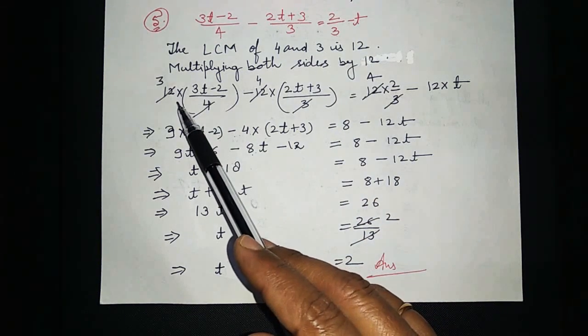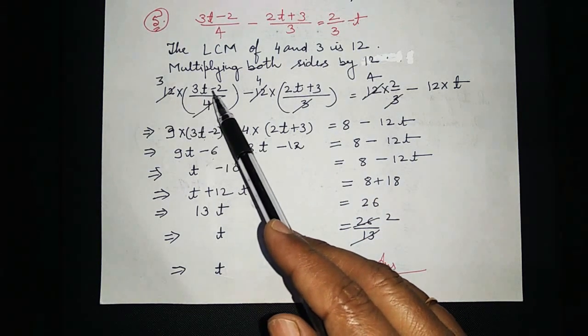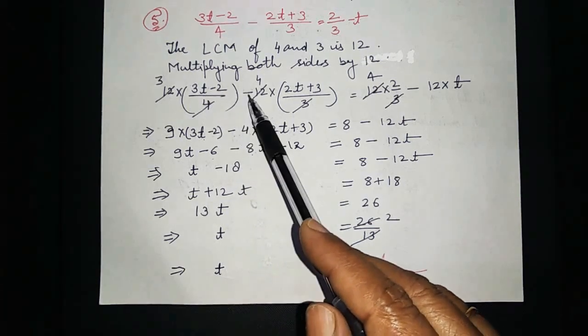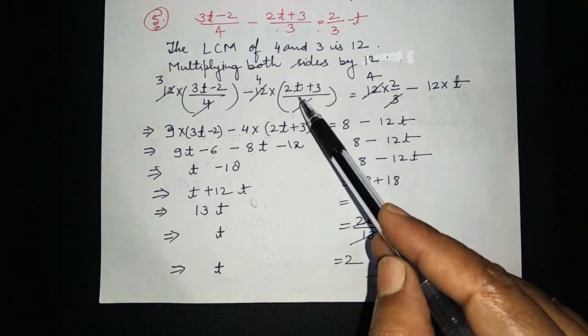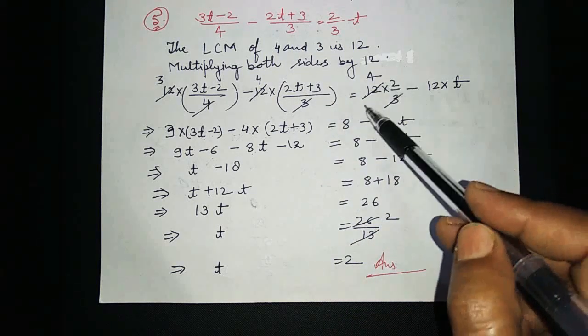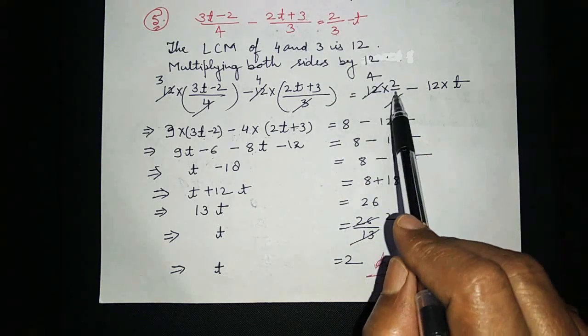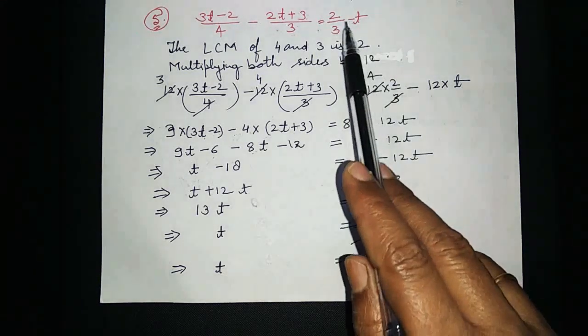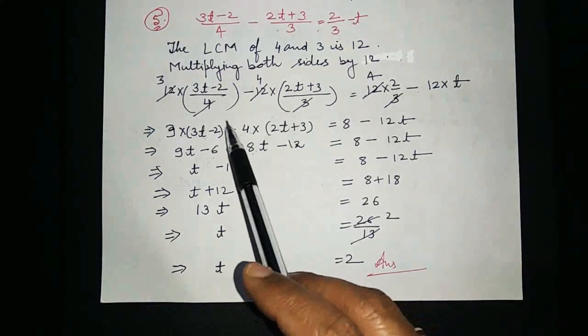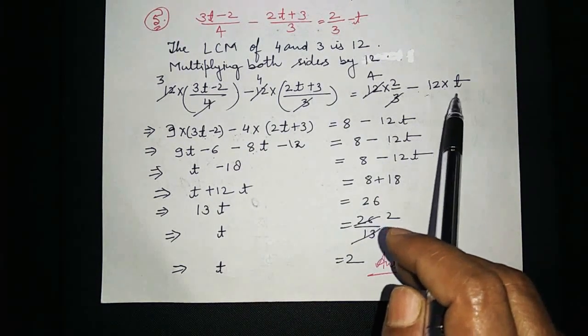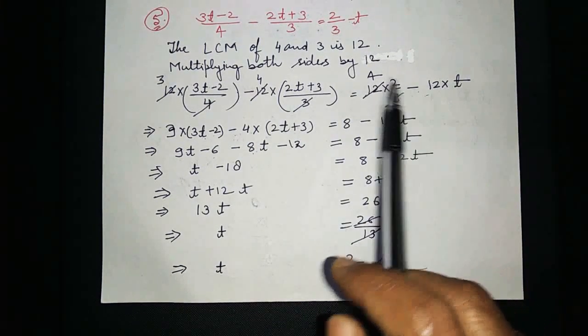Here you can see 12 into 3t minus 2 upon 4. After that this minus sign, then 12 into 2t plus 3 upon 3 is equals to here 12 into 2 by 3, then minus sign and after that 12 into t. You can see here 12 I have multiplied with each term.